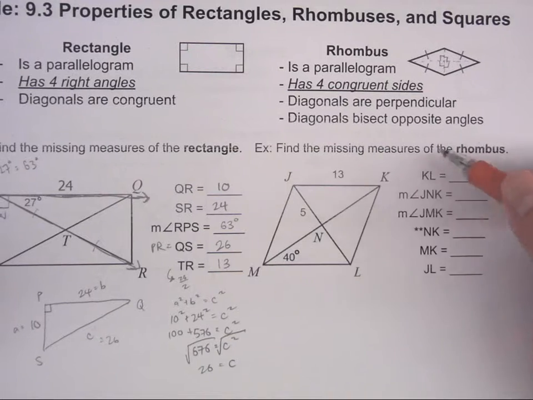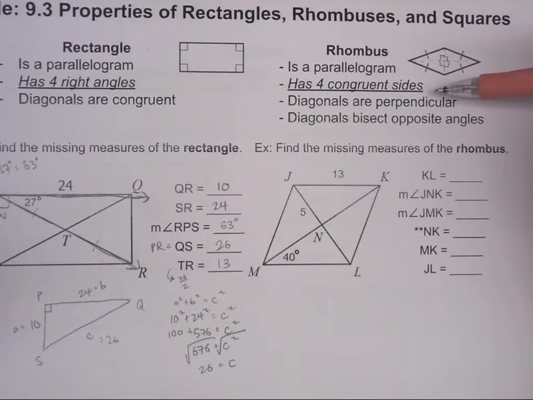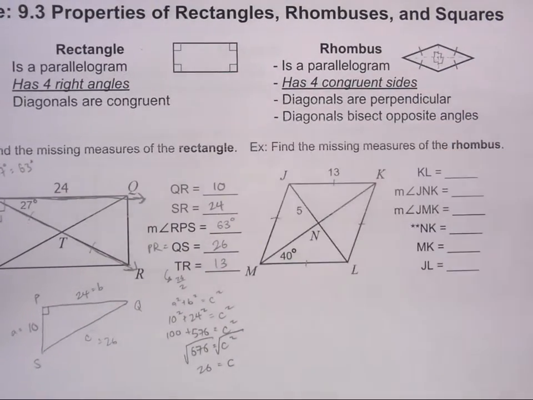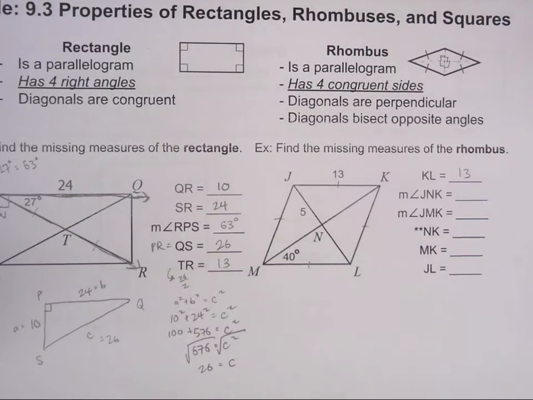Okay, so here it says find the missing measures of the rhombus. A rhombus has 4 congruent sides. Because they are all congruent to each other, KL has to be 13.